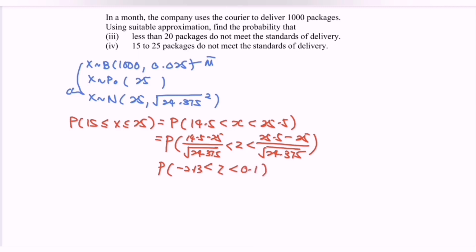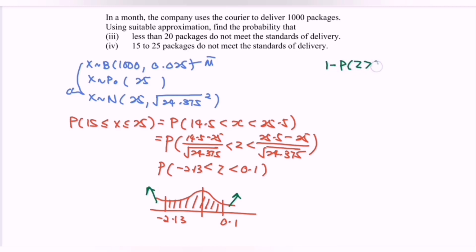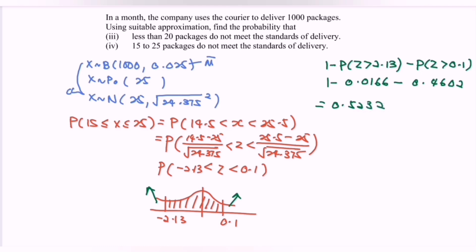So refer to the diagram. We have negative 2.13 and 0.1. So what we have to do is eliminate this part and also this part. We write the formula: 1 minus the probability that Z is greater than 2.13 minus the probability that Z is greater than 0.1. So refer to the table. 1 minus 0.0166 minus 0.4602. So we will have the probability 0.5232.